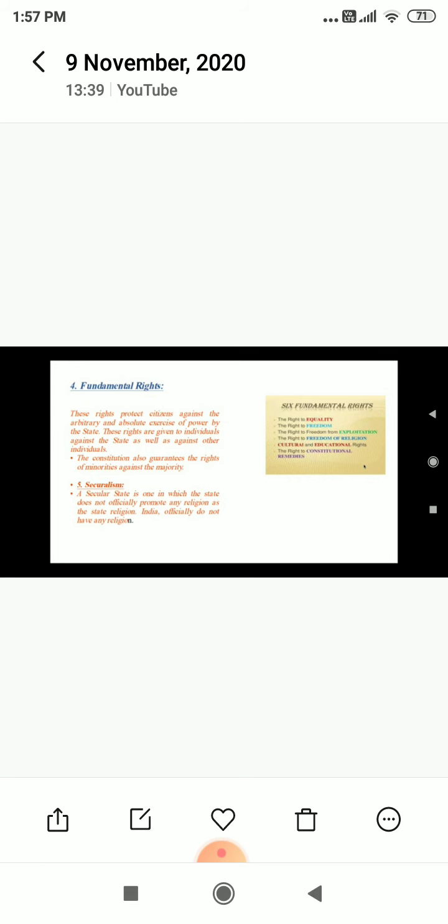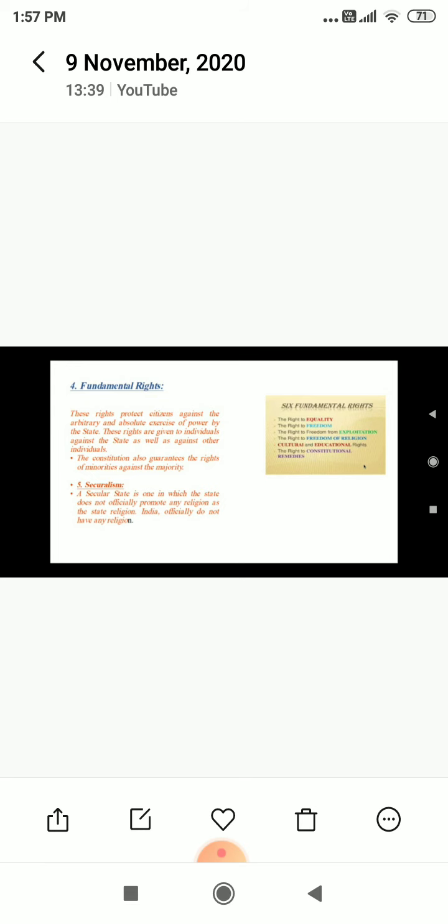These rights are given to individuals against the state as well as against other individuals. The Constitution also guarantees the rights of minorities. Minorities means the people who are less in number.